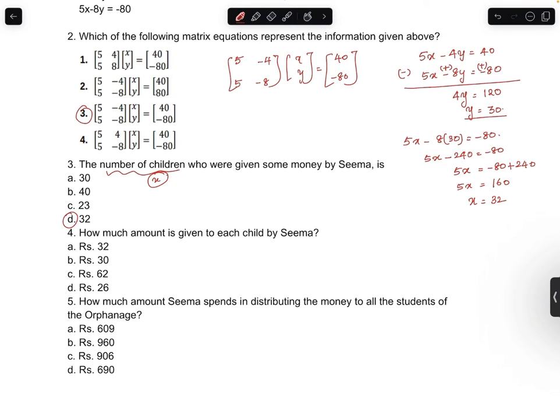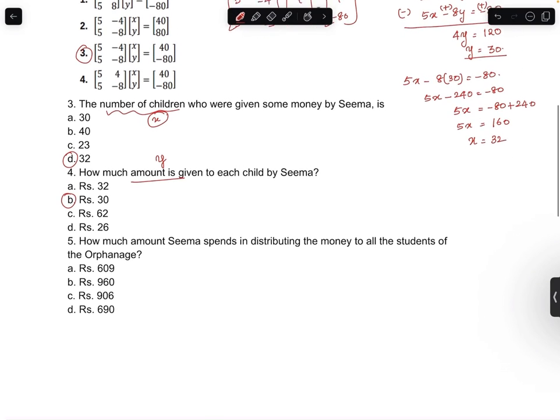Question 4. How much amount is given to each child by Seema? That is, we have to get the Y. We have calculated it already. Y is 30. So option B.